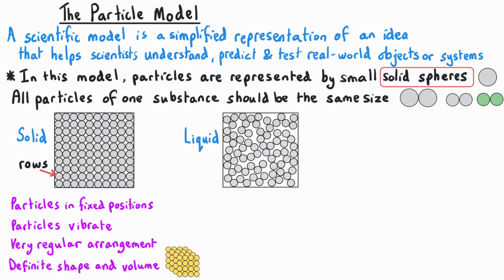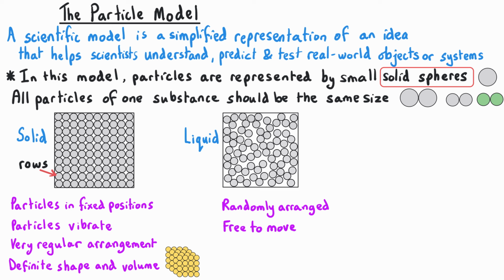Liquids are probably the hardest particle diagram to draw, and so you probably won't be asked to do that in a test, but you might be asked to describe it. In a liquid, the particles are randomly arranged, but they are still very close together.